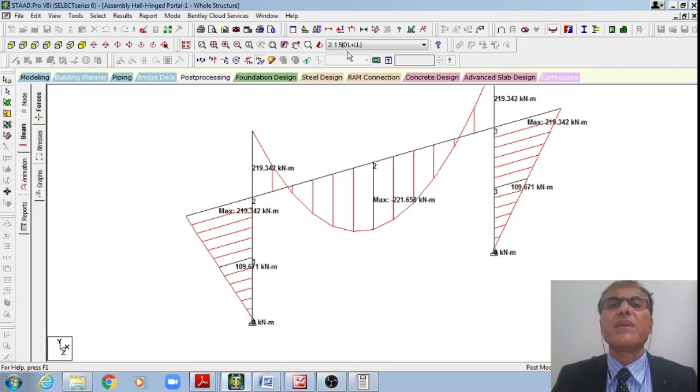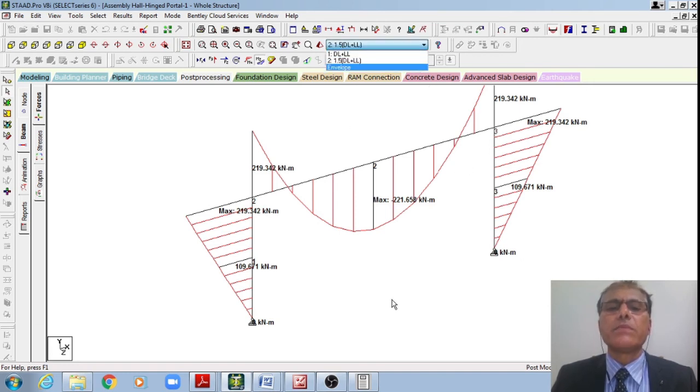Therefore, this is for the factored loads. Just now we have designed this beam for a factored bending moment of 219 for the negative bending moment, and the positive bending moment is also 221. Almost both values are here and there the same. Therefore, we have designed almost for 221 kilonewton meter, and we have seen the results.